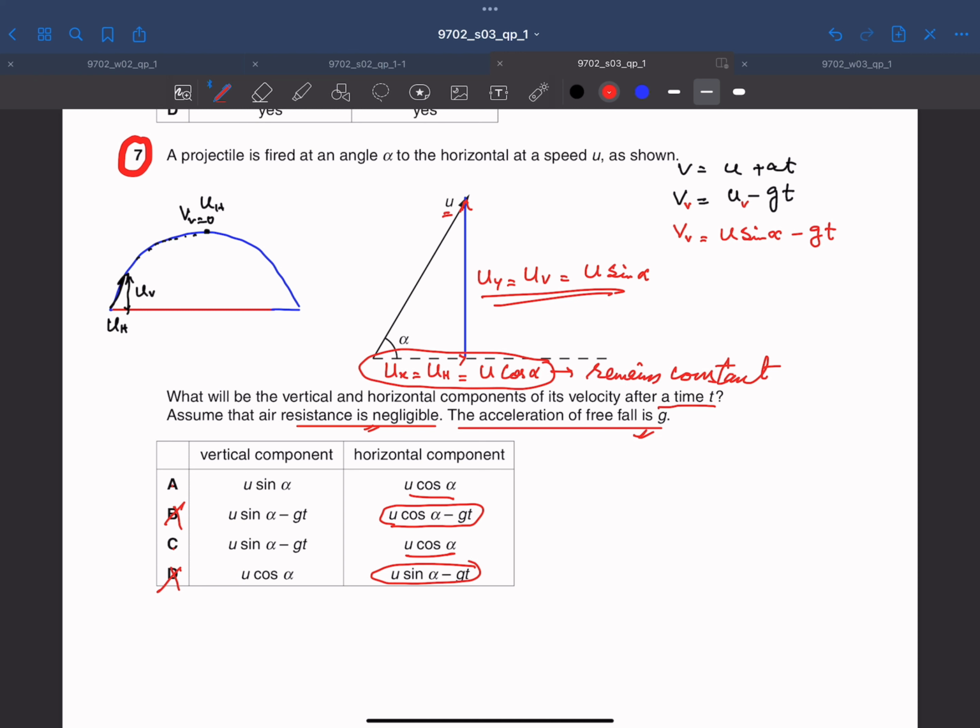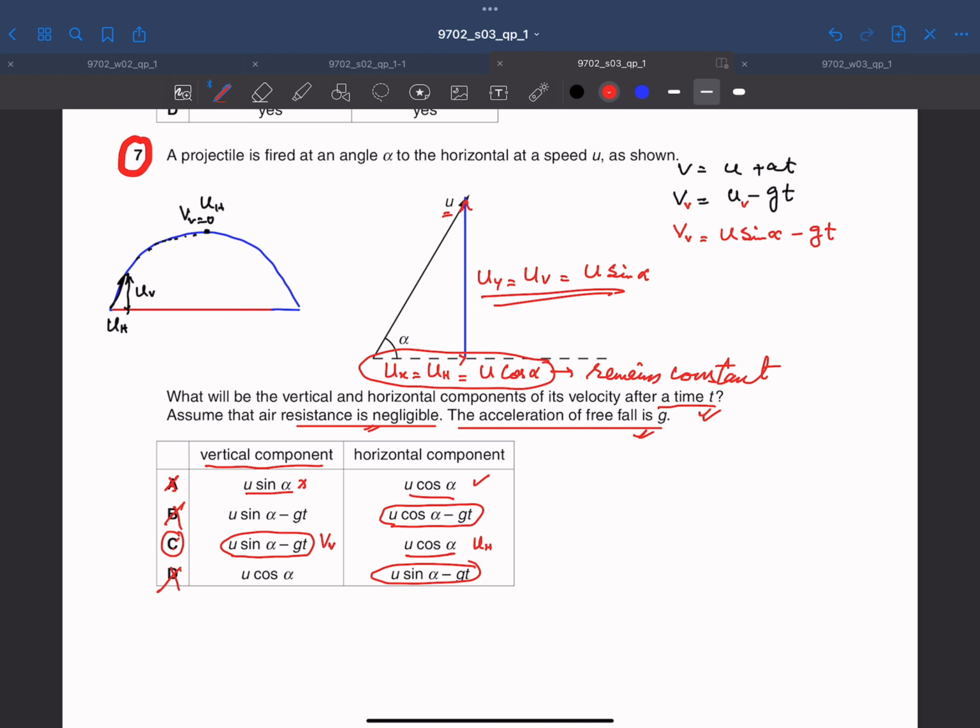Again, in the remaining two, A and C, you can see that the vertical velocity component will not remain constant throughout the motion. This is right, but this is wrong. So A we can reject, and only C will be our answer, because u sin theta minus gt will be the vertical component after time t, and of course, as we just discussed, the horizontal component remains constant.